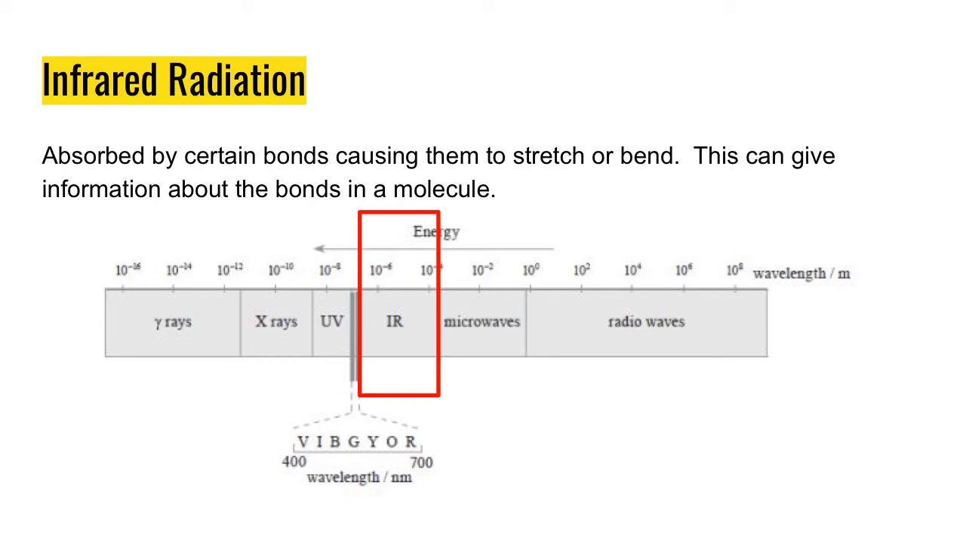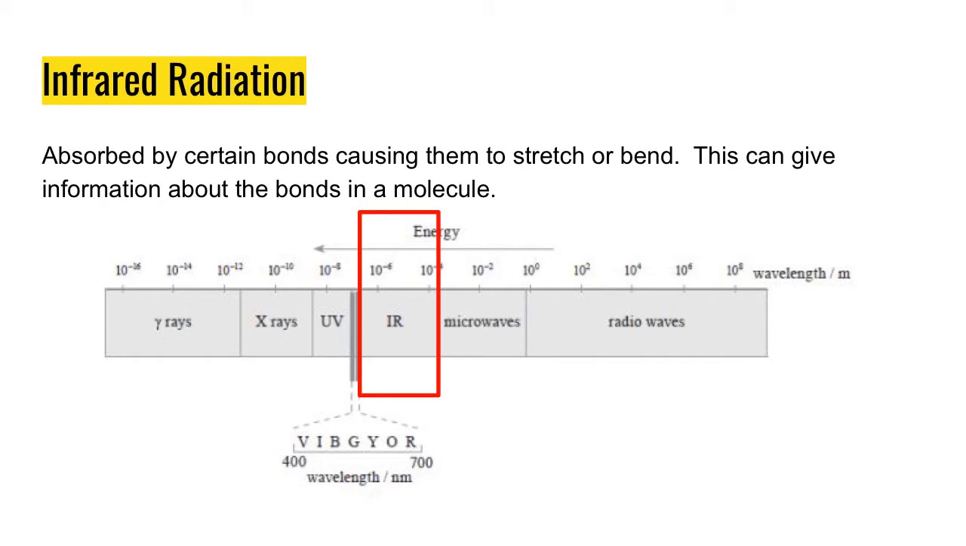In this video, we are going to talk all about infrared spectroscopy and infrared radiation and how we can use this to deduce a structure of a chemical compound. So to begin with, we need to remind ourselves what infrared radiation is.